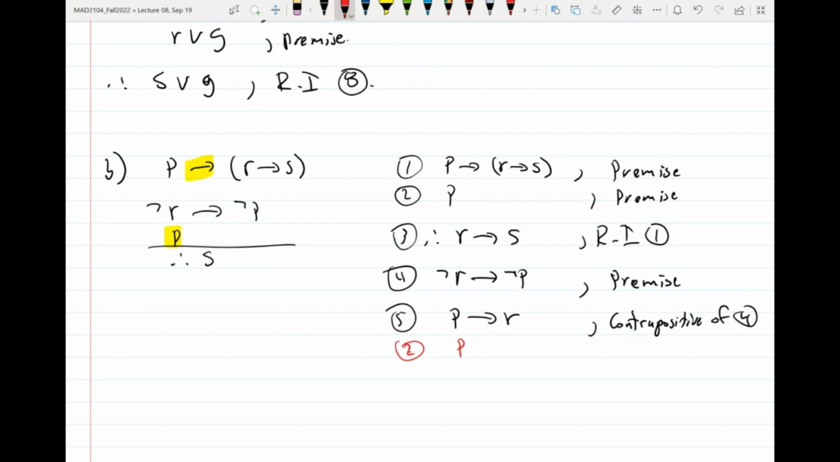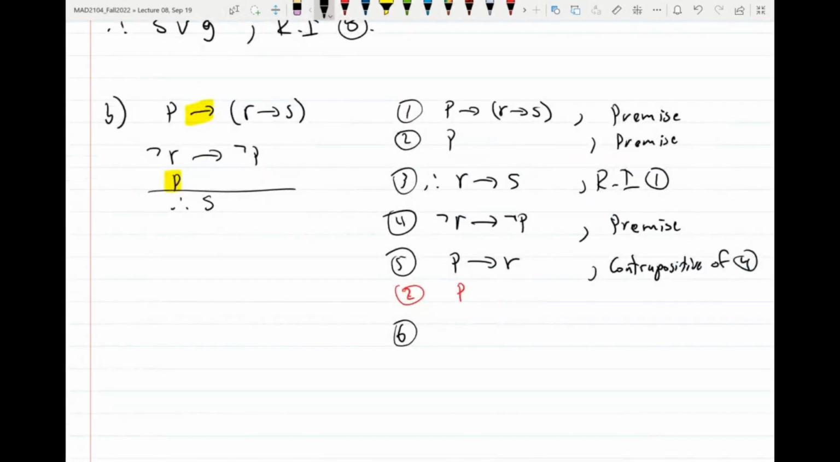Okay, and now we use rule of inference number 1. So that will be my 6th deduction, which is, what can we deduce from here? Therefore, R. Why? As rule of inference number 1, right? It says that if you have an implication and you know that the first part is true, then the second part must be true. Are you following so far? Okay, now we have R is true.